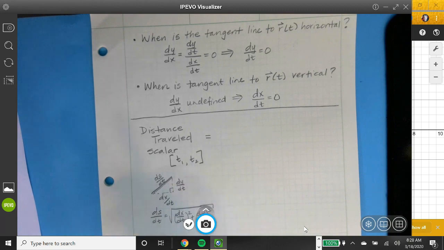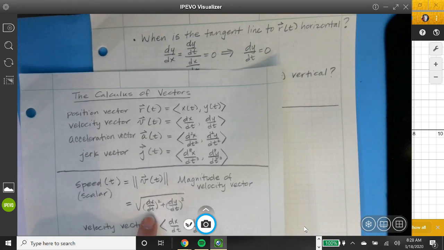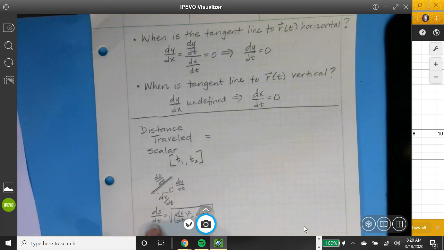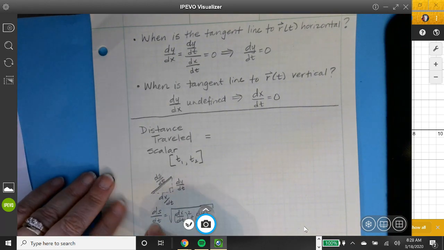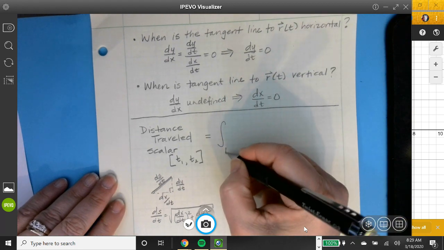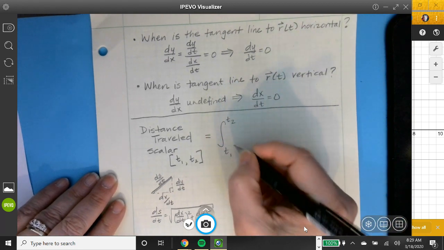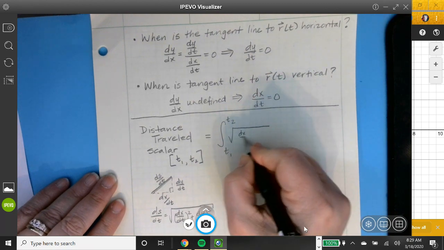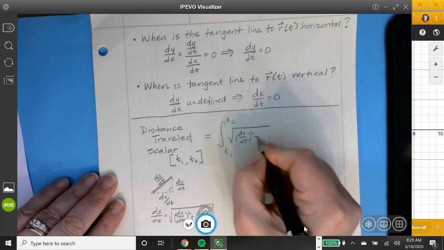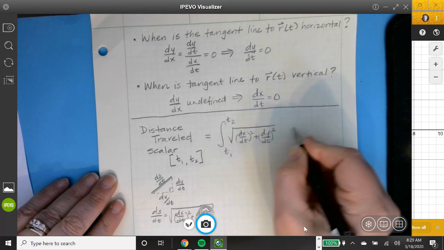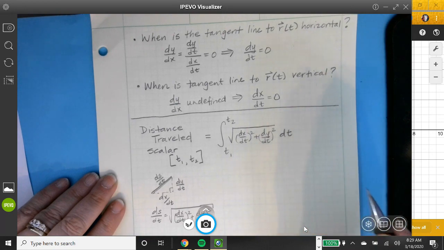Well, Mrs. Muller, we saw that. That is the speed. It is the speed, but this is only a little bit of the speed. We want all of this speed. So what you do is sum from time 1 to time 2 the magnitude of the velocity vector, which is the square root of (dx/dt) squared plus (dy/dt) squared, dt.